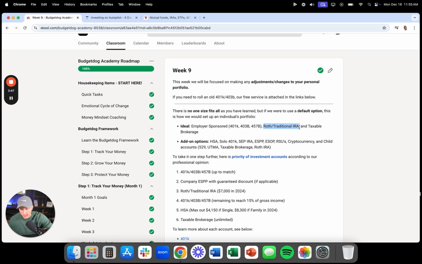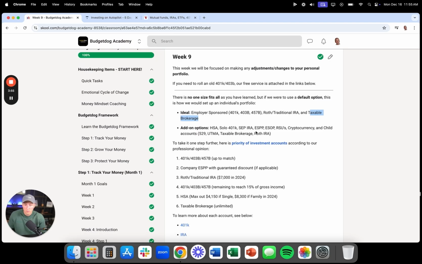And then also on top of that, Roth or traditional IRA, and then a taxable brokerage account. That is the ideal scenario for most people. That's a general overview. This is not advice by any means, and this is where you work with us one-on-one to get that really, really one-on-one support within the academy with myself and my whole entire team.